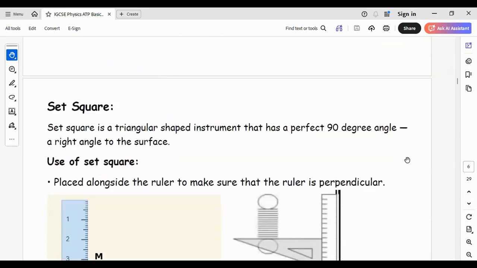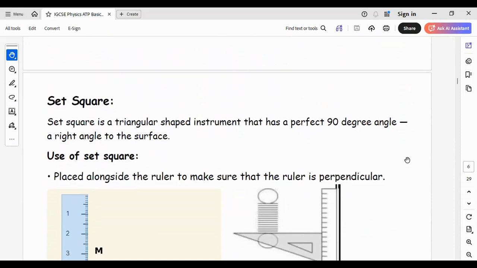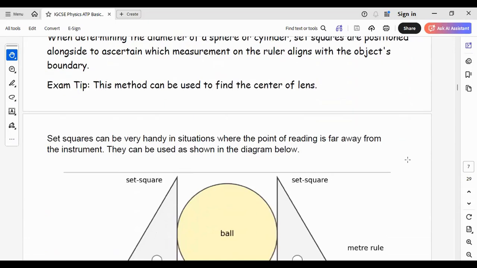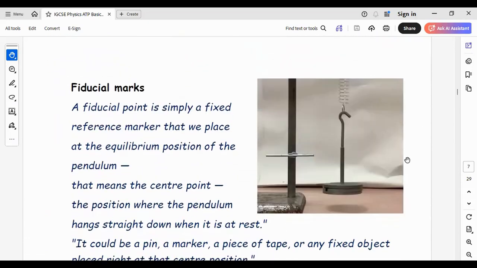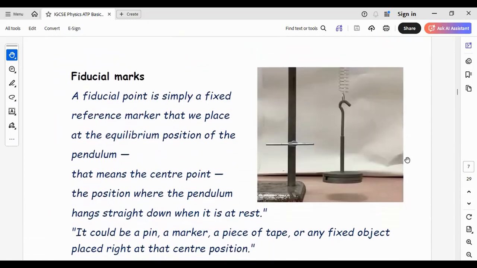Now moving towards a very important point. Before talking about the set-scale, let's talk about the fiducial point, okay? Because that's a very important one nowadays. The students are asking about it again and again. So what exactly is the fiducial point?